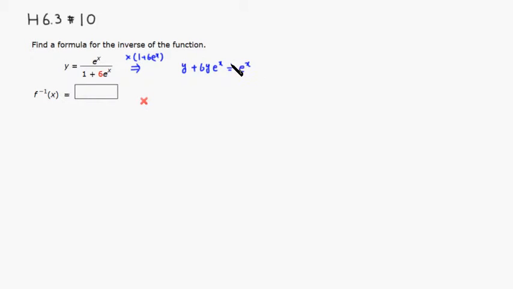Then I'm going to subtract y from both sides, so we can move y to the other side, and subtract the e to the x. So you're going to get 6y e to the x, and we're going to subtract e to the x, and then you have minus y on this side.